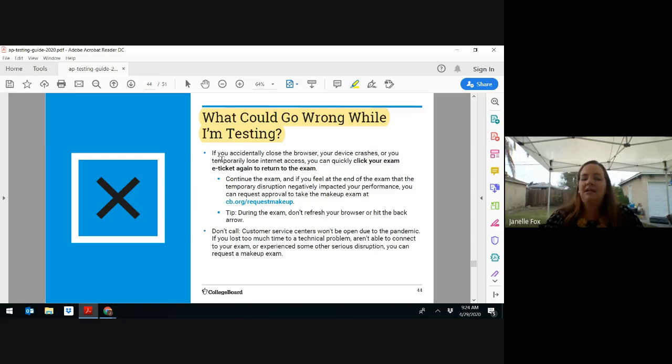If you accidentally close the browser, or your device crashes, or you temporarily lose internet access, just quickly click back into your exam and return, and it should be golden. If it took too long, like literally 10 minutes to get it back up and running, then right after the exam you can request a makeup. That will be in June, and you go to cb.org/requestmakeup.